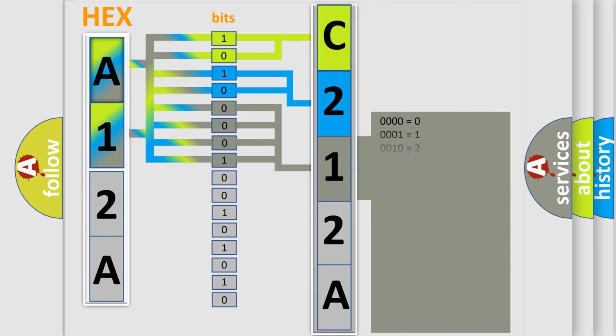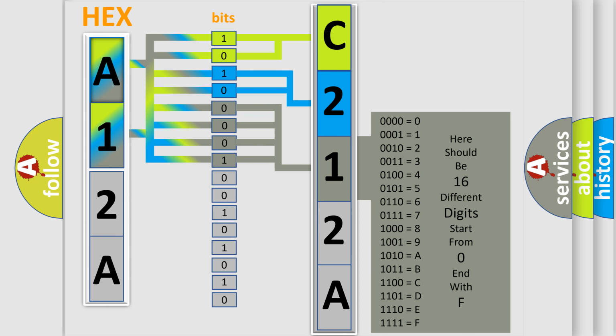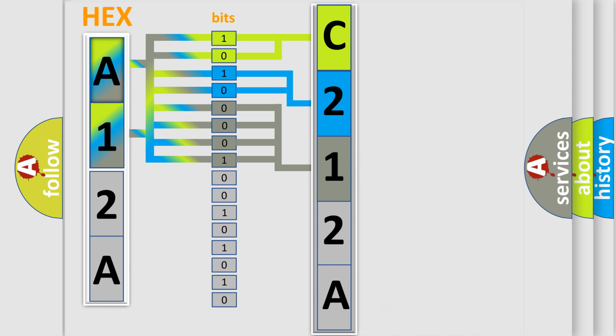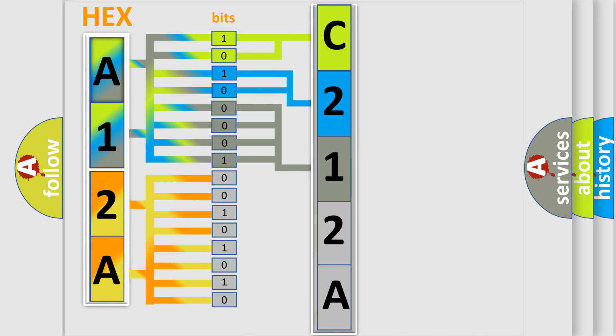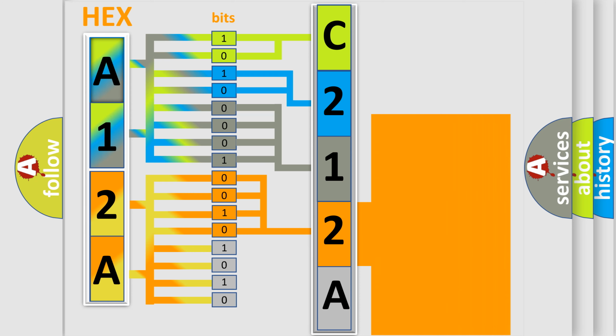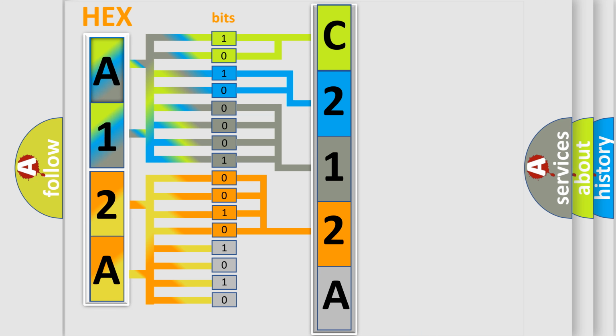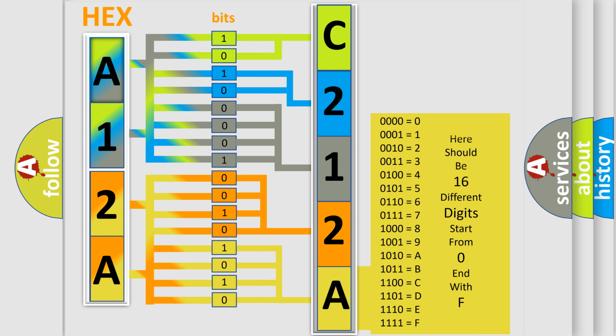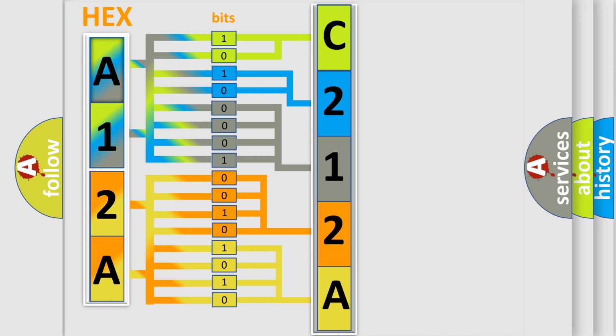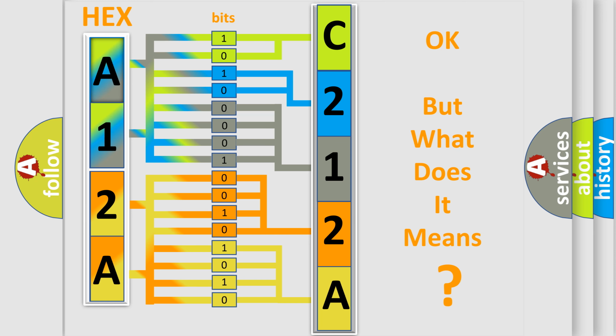We now know in what way the diagnostic tool translates the received information into a more comprehensible format. The number itself does not make sense to us if we cannot assign information about it to what it actually expresses. So, what does the Diagnostic Trouble Code C212A-84 interpret specifically for Chrysler car manufacturers? The basic definition is cylinder 5 misfire detected.